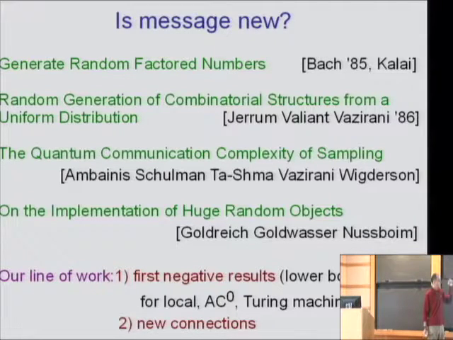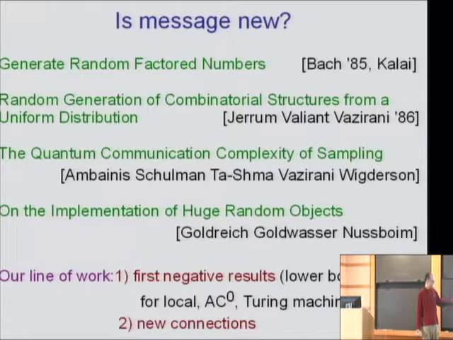There is a classic paper by Trevisan, Vadhan, and Wigderson in which they look at various complexity classes which correspond to sampling problems. Okay? There is a paper by Ambainis, Schulman, Ta-Shma, Vazirani, and Wigderson, which is mostly about the quantum communication complexity of sampling, but not exclusively on that. Okay, so that's indeed on the complexity of sampling. It's mostly in the communication setting.